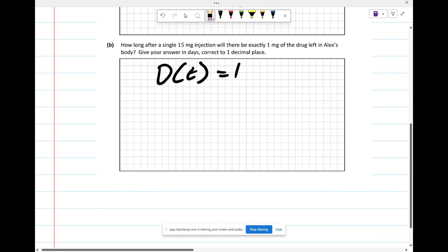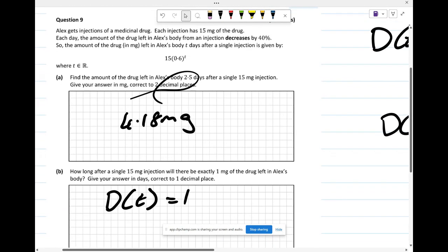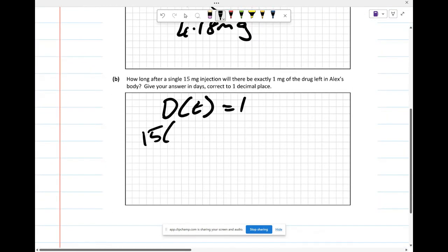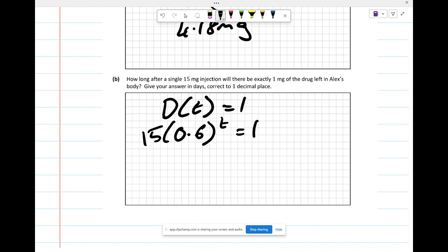And now we're going to try to see what t is for an output of 1. What's d of t equal to? Well, d of t is just the same as writing 15 times 0.6 to the power of t is equal to 1. And now we want to find t. How are we going to do that? Well, when solving for any variable, any x or any t, we want to get all the t's on one side and all the numbers on the other.